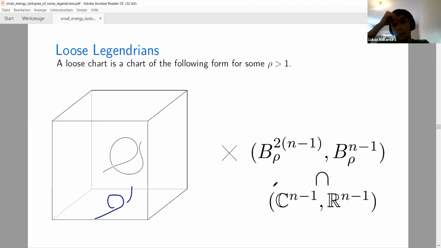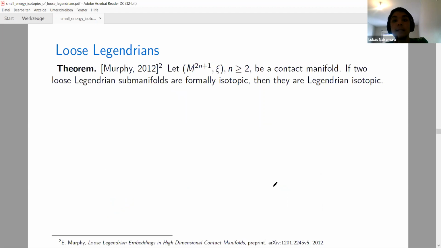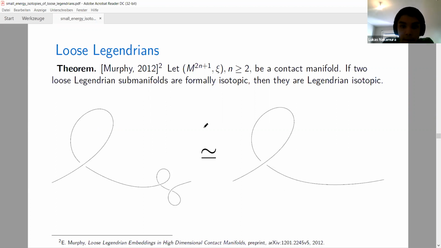The reason why people care about loose Legendrians is that Murphy proved an h-principle for loose Legendrians. Again, under the assumption that the dimension of the Legendrian is at least 2, if you have two loose Legendrian submanifolds which are formally isotopic, then they are Legendrian isotopic. I will not explain the precise definition of formally isotopic, but if you have not seen this before, you can think about it with the following picture.